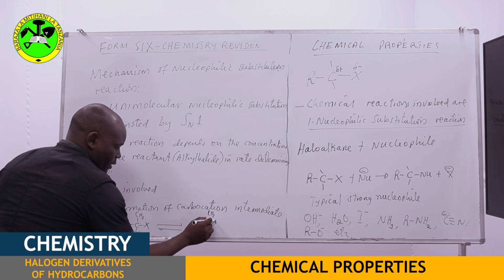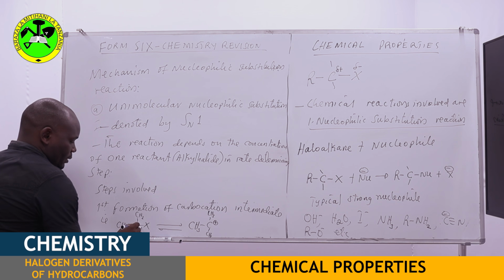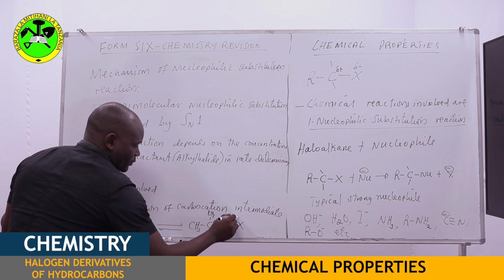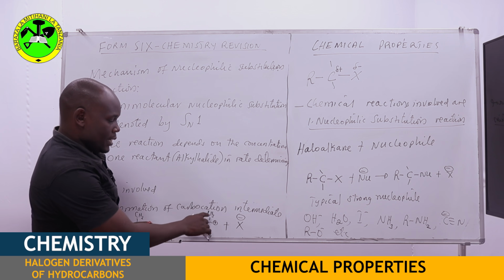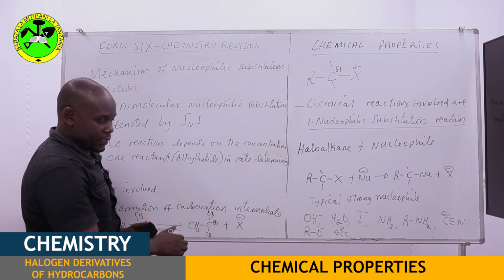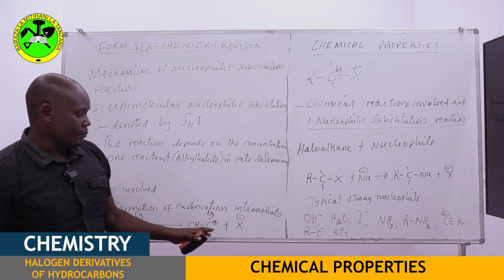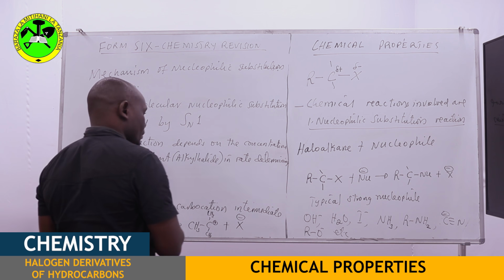This carbon now becomes positively charged. Since the bond breaks that way, you will have the halogen negatively charged. Now this is what we call the carbocation intermediate. The second step is that the nucleophile attacks the carbocation intermediate.